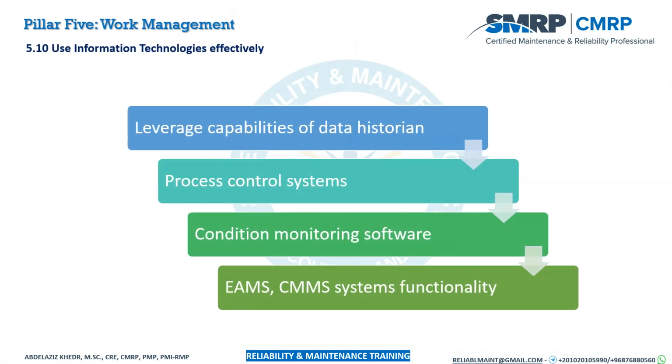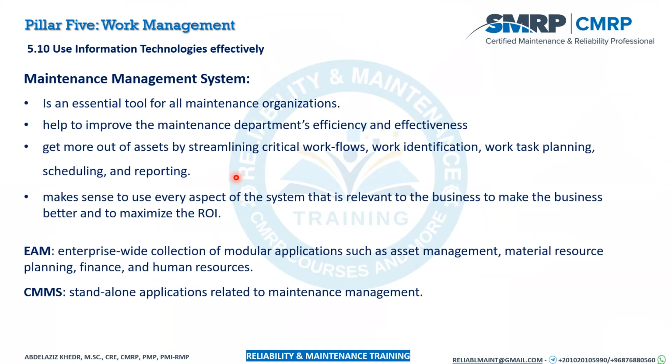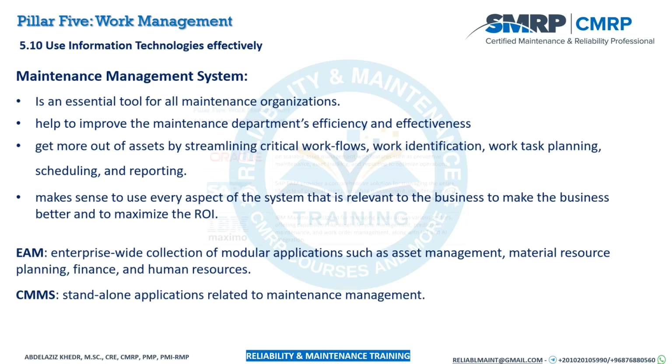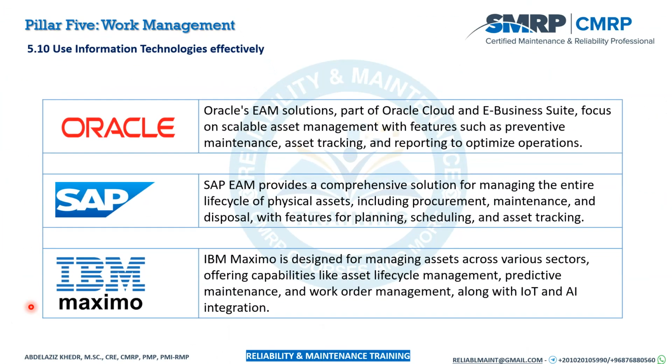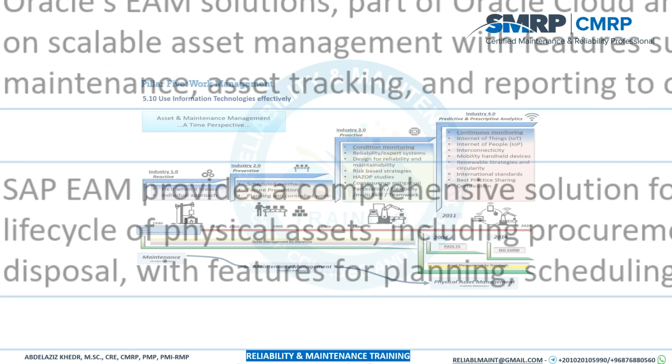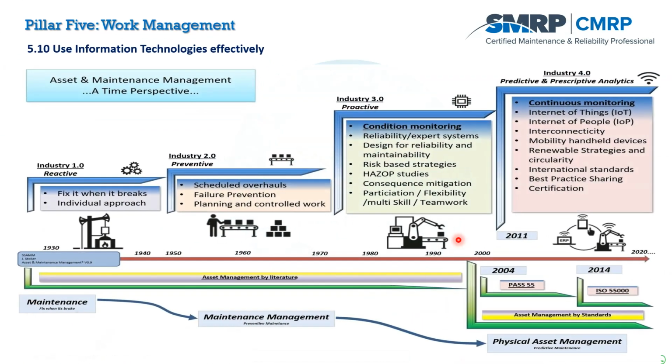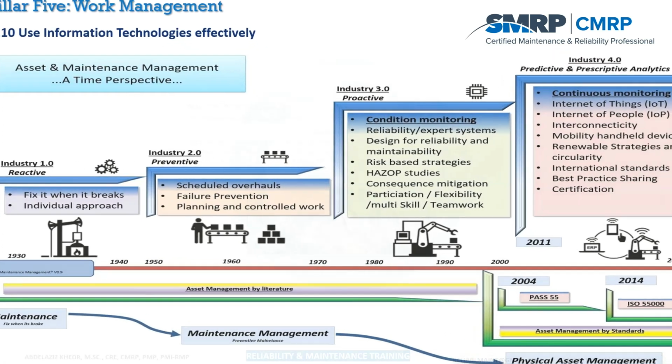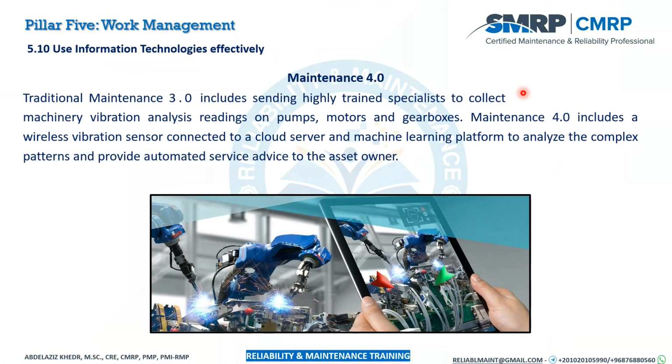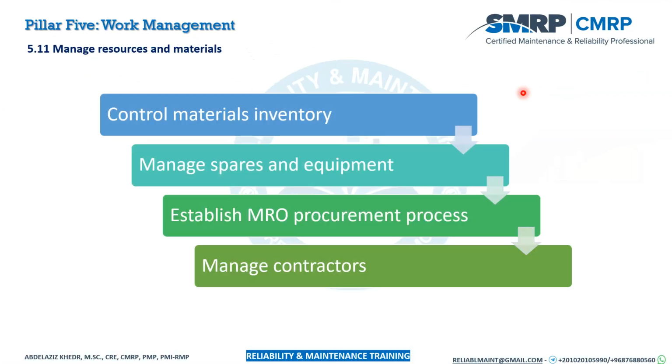After that, you should use a specific maintenance management system, like an enterprise asset management system or CMMS, in order to manage your equipment. The most famous are Oracle, SAP, and IBM Maximo, and you should for sure take care of the development of our industry up to Industry 4.0, which is very important. So also we will detail all of this.